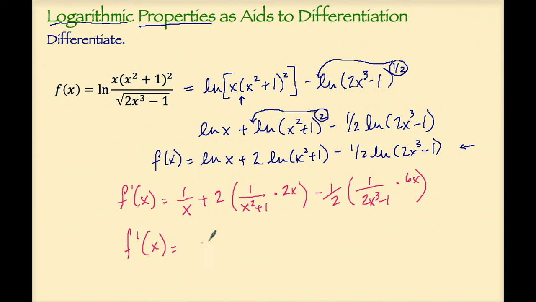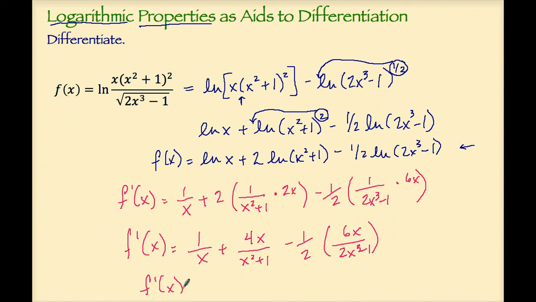F prime of x then will be 1 over x, and then 2 times 2x yields 4x in the numerator, over x squared plus 1, minus 1/2 times 6x over 2x cubed minus 1. I should have gone ahead and simplified that there, so I'll write one more step. F prime of x is equal to 1 over x plus 4x over x squared plus 1, and then negative 1/2 times 6x gives minus 3x over 2x cubed minus 1, and that's your derivative.